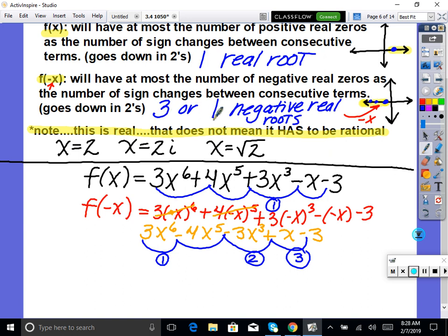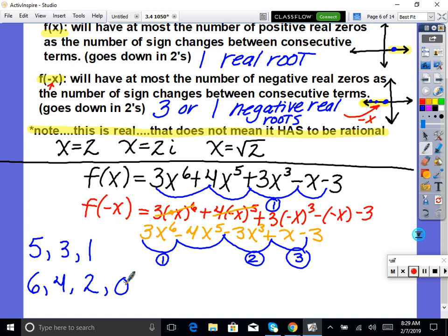What if I would have had 5? I'd say there are 5, 3, or 1 negative real roots. You see how I went down in 2s. 5 minus 2 is 3, minus 2 is 1. It just goes down from the highest. What if by chance there would have been 6 possible positive real roots? There's 6, but there also could be 4, but there also could be 2, or 0. Do you see how you just go down in 2s? It's either going to cross 6 times, 4 times, 2 times, or 0 times.